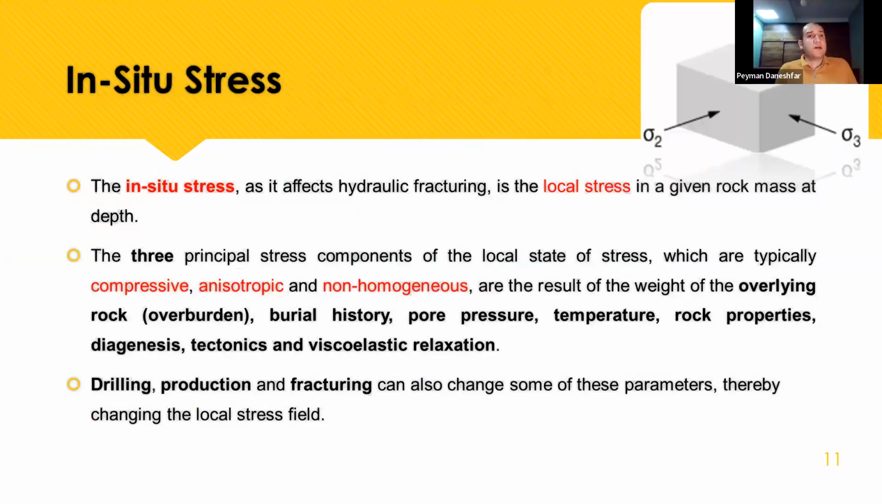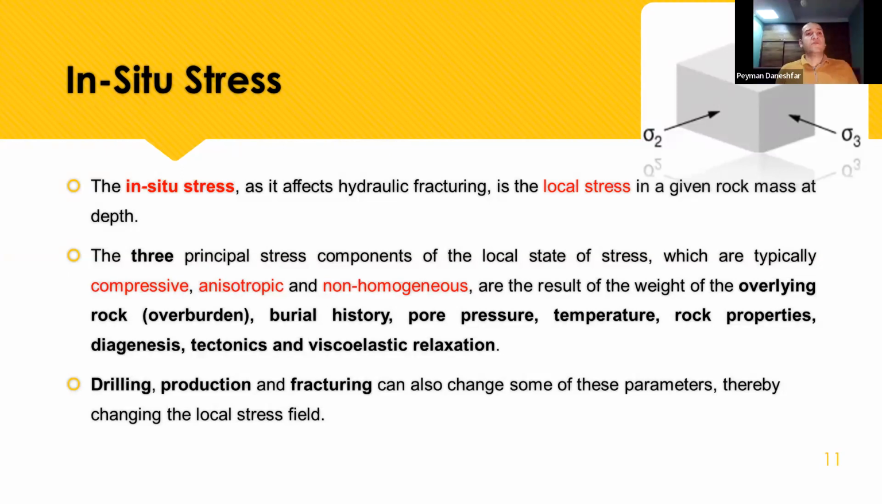So I start with our geomechanical principles. At first I want to tell you about the in-situ stresses that every stimulation engineer should know about, because we have three principal stresses in the field, the local stresses, and the effective in-situ stresses. We should also know about pore pressures, the fracture gradient, and the breakdown pressure.